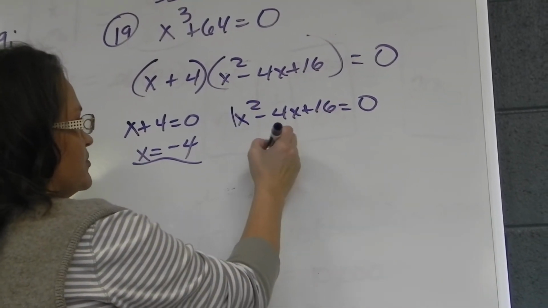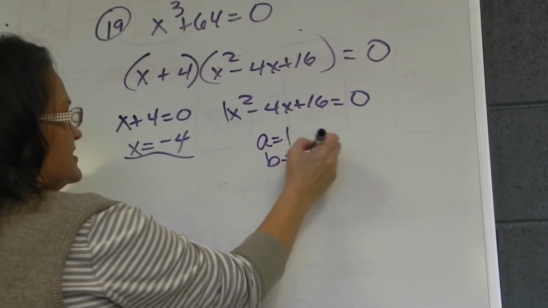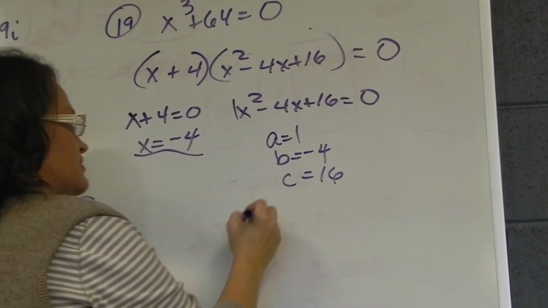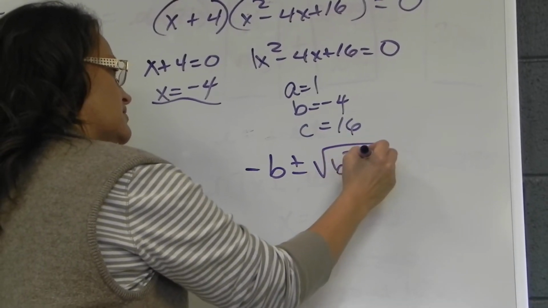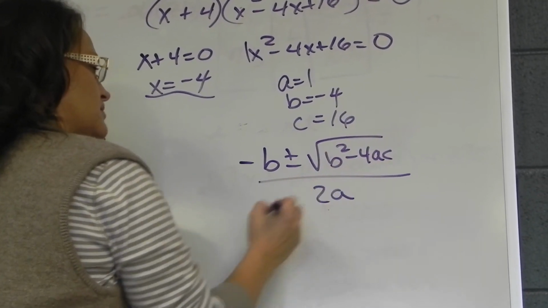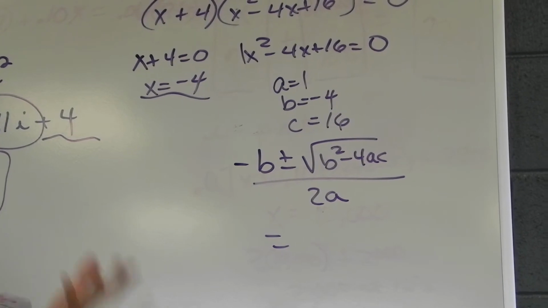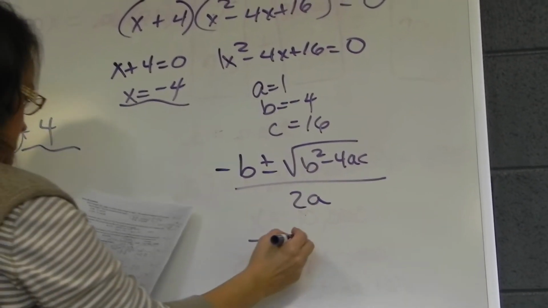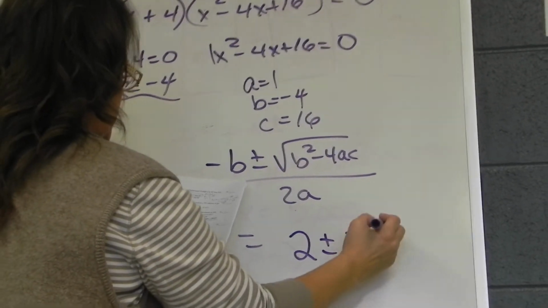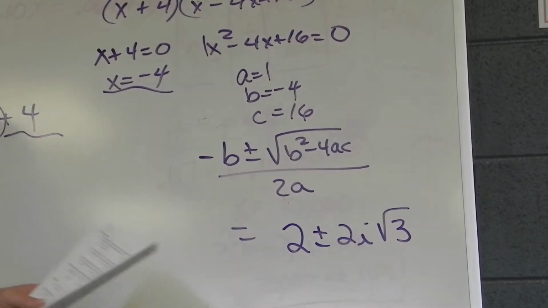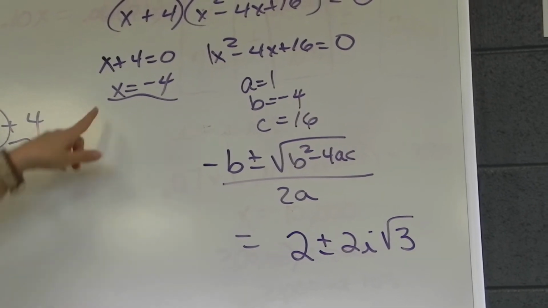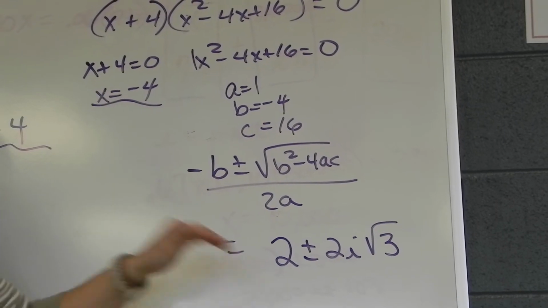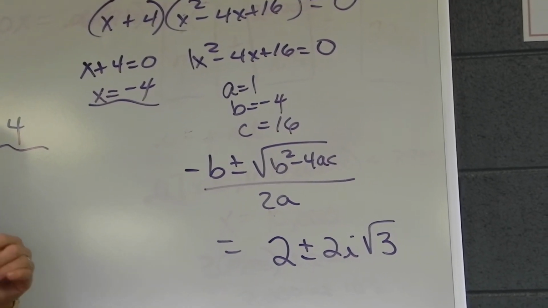So the quadratic formula, you do A is 1, B is negative 4, C is 16. Plug that in. I won't work that all the way out. I'll let you practice on that and verify that. It does come out to be 2 plus and minus 2i radical 3. So you have 3 solutions. This is one, and then plus and minus would account for 2 more solutions, so the 3 solutions that we need to account for.